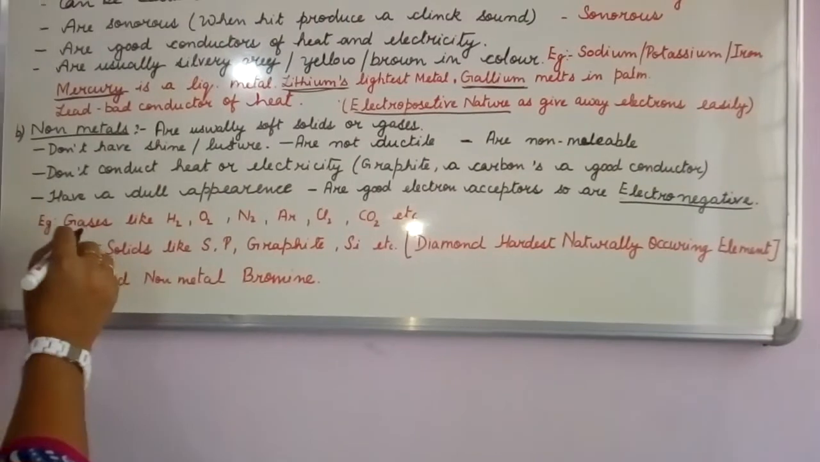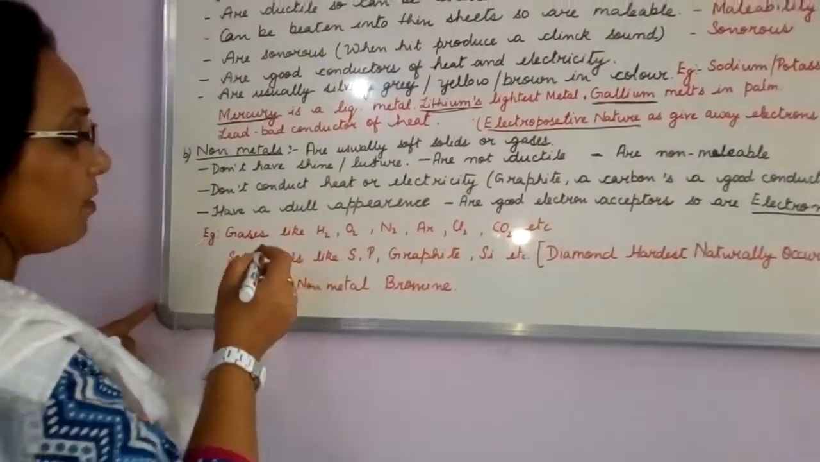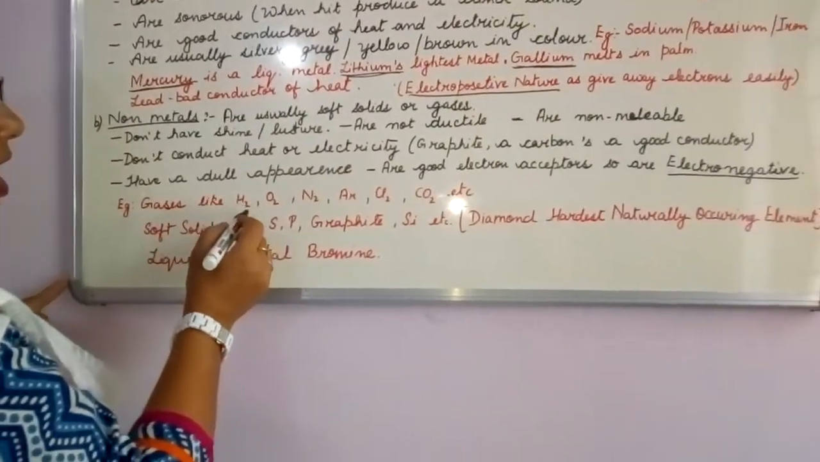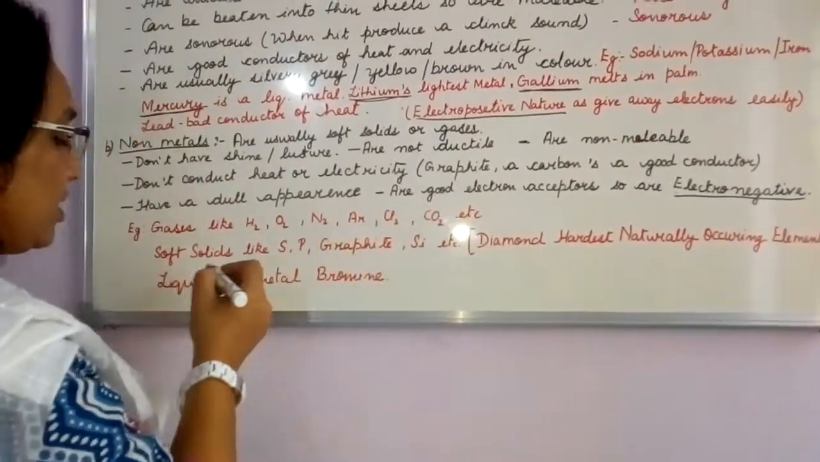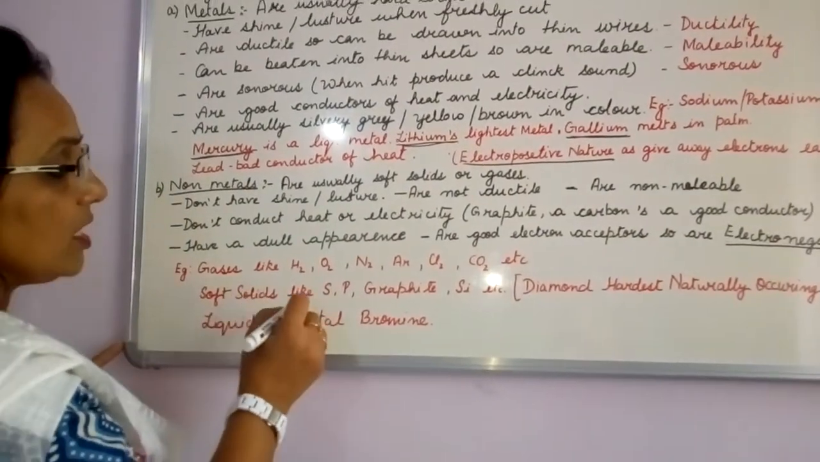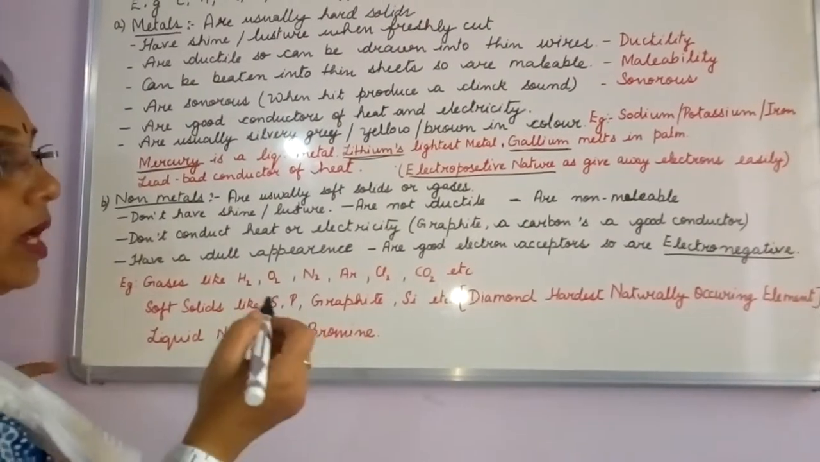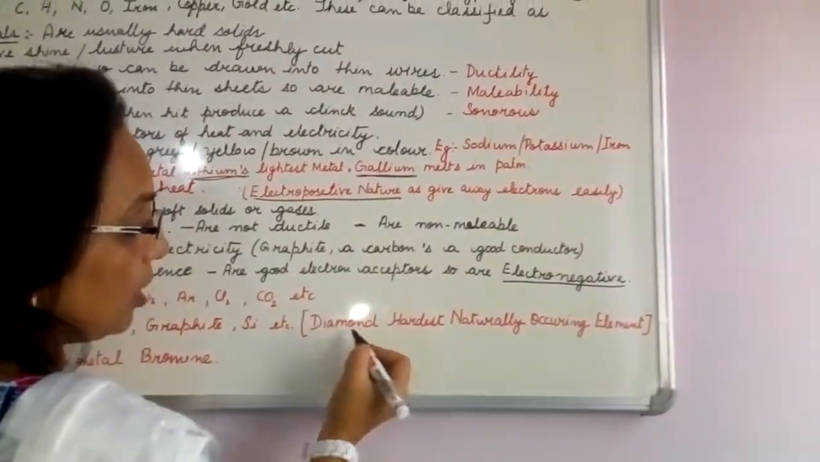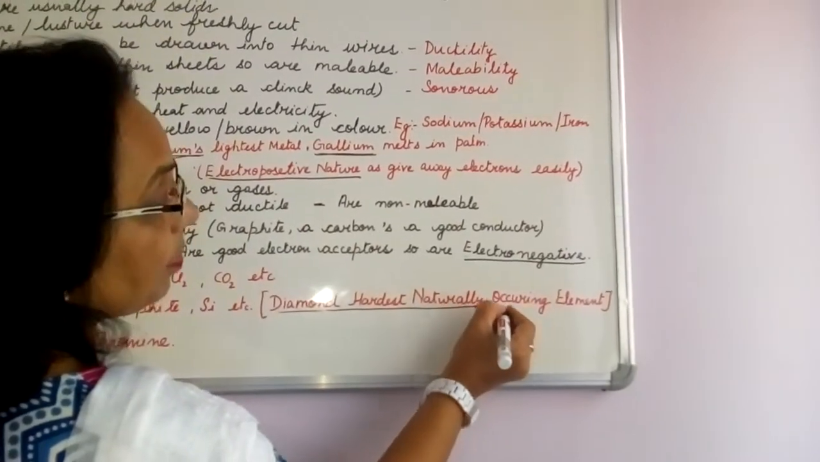Now some examples of non-metals, like I said non-metals are usually soft solids or gases. So gases like hydrogen, oxygen, nitrogen, carbon dioxide, chlorine, argon, etc. And soft solids like sulfur, phosphorus, graphite, silicon, etc. But diamond is also a non-metal. Diamond is the hardest naturally occurring non-metal.